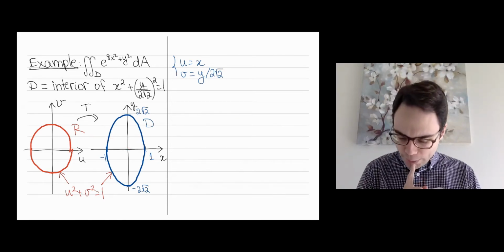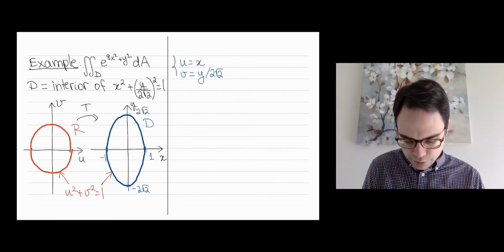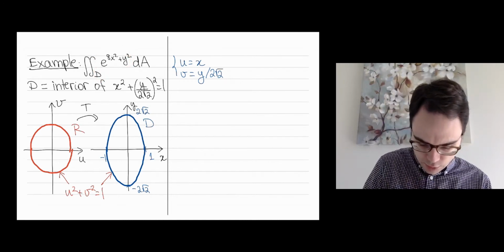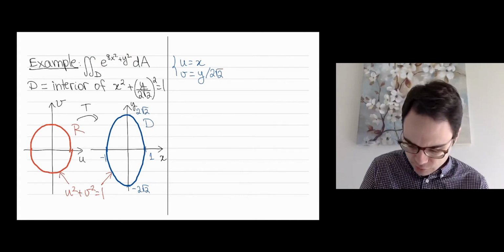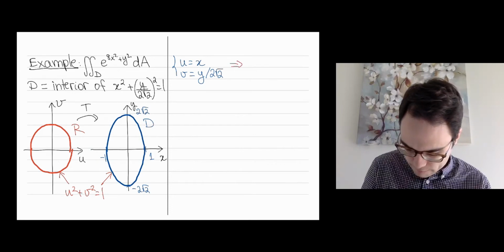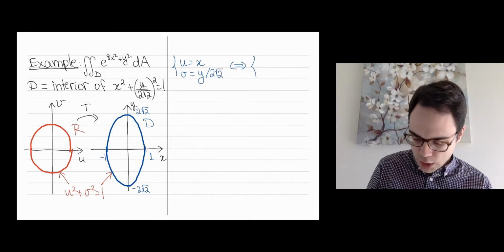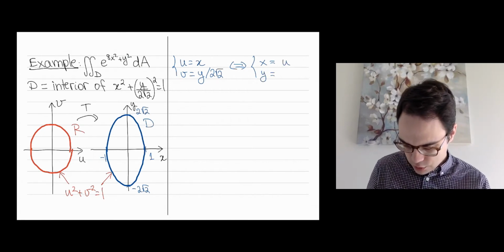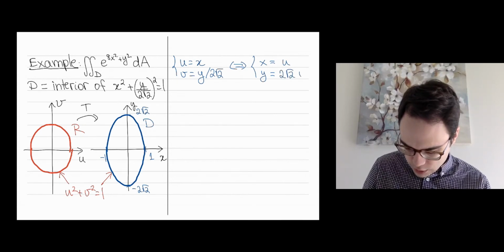But now we must ask ourselves: making this change of variables will simplify the region of integration, but will it complicate the integrand? So let's see. Let me solve for x and y in terms of u and v, the old coordinates in terms of the new. So x is just equal to u, and y is equal to 2 root 2 times v.